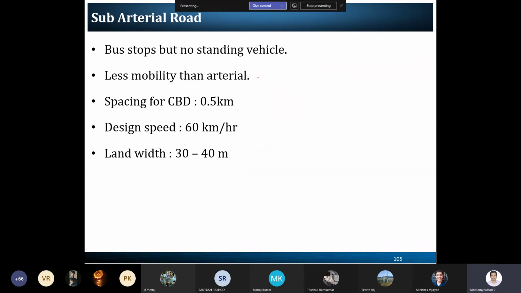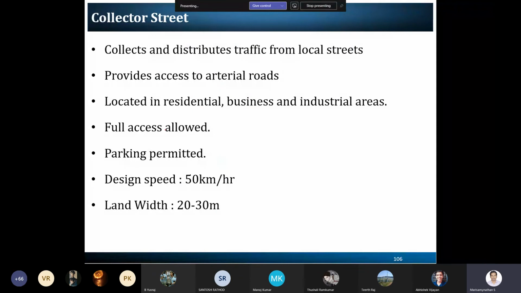The same for the subarterial: bus stops will be there, but there is no standing for other vehicles. Less mobility than the arterial road. A road within 0.5 kilometer distance from the central business development area is classified as a subarterial. Also 60 km per hour is the design speed. Land width is 30 to 40 meters that we provide on that particular road.